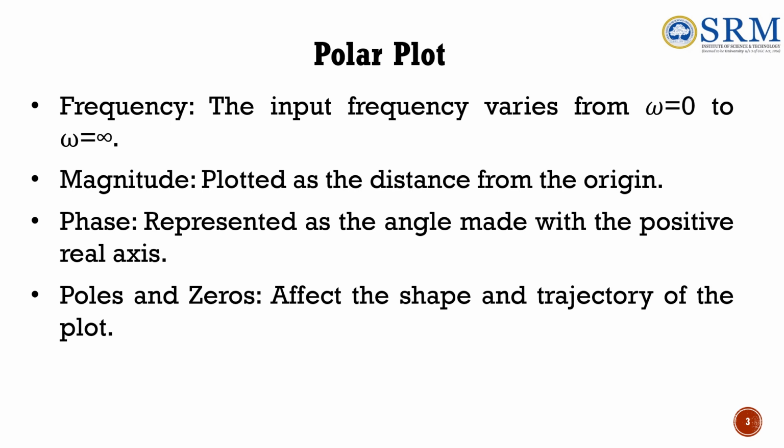The impact of poles and zeros. Poles pull the trajectory of the plot towards infinity and zeros push the trajectory closer to the origin. Together, they define the shape and direction of the polar plot.